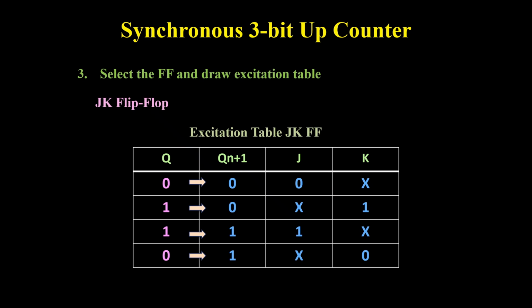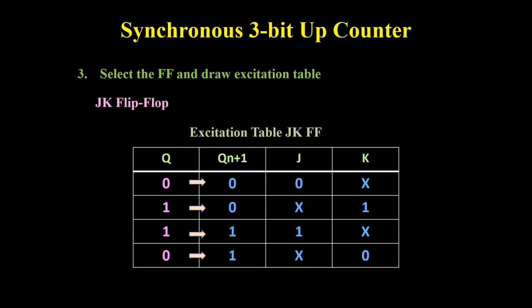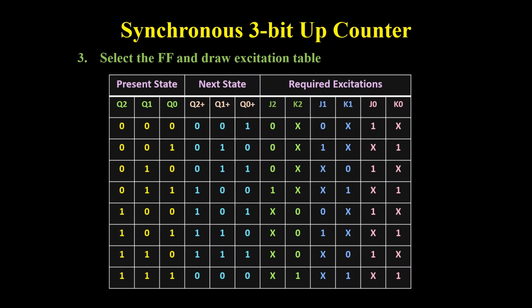So before we draw the excitation table of the counter, first we should be aware of the excitation table of the JK flip-flop. So as you can see, this excitation table shows the present state and the next state of the flip-flop, and it also shows the required inputs for the flip-flop to go from the present state to the next state. Alright, so now once we have selected the type of the flip-flop, let us draw the excitation table of the counter.